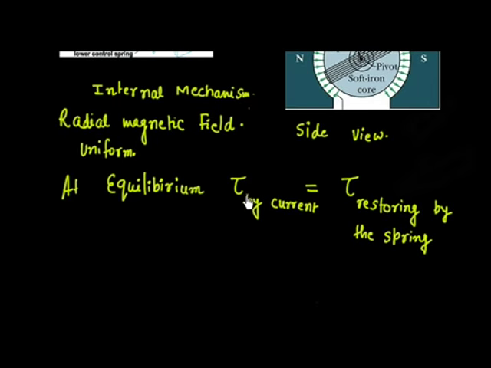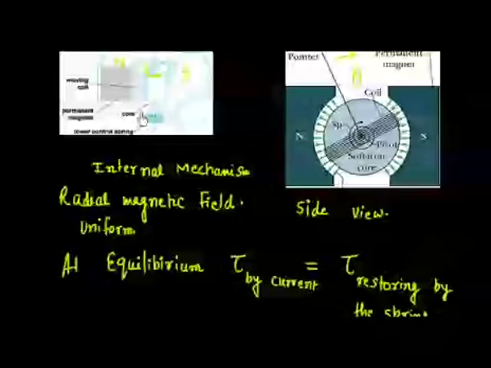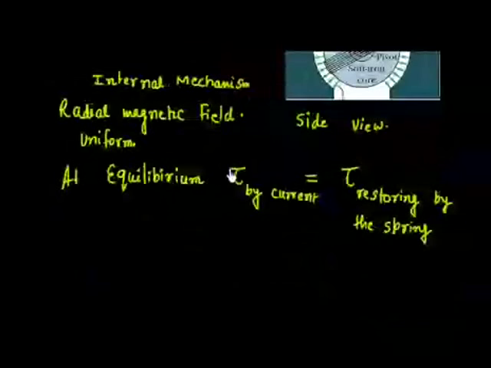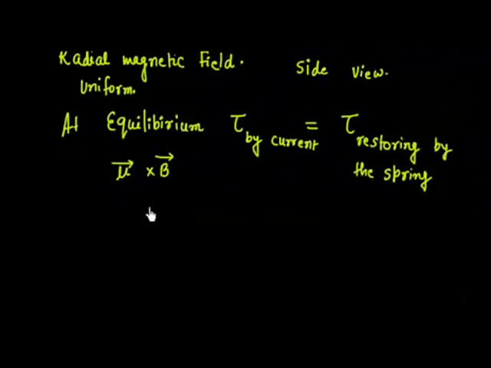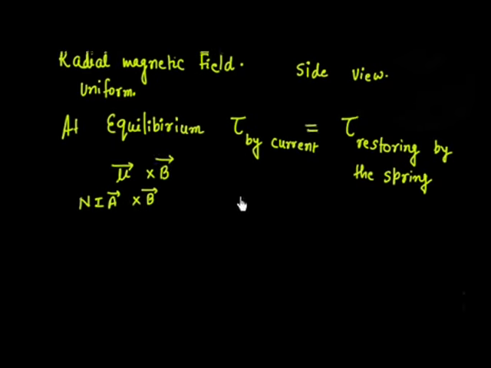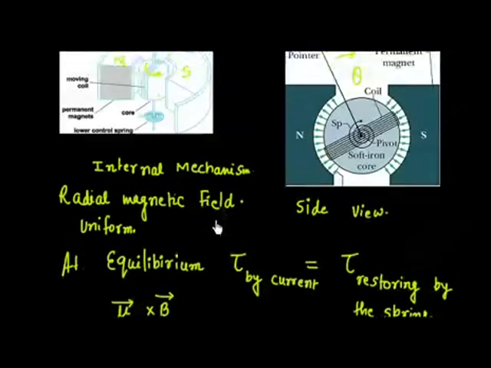Now if you remember, the torque on a loop by the current is given by mu cross B. Let us say we have N number of turns. So mu is NIA, so NIA cross B is the torque by the current. Another important point: whenever you have equilibrium, your magnetic field lines are like this. So this is the magnetic field lines and this is your loop.